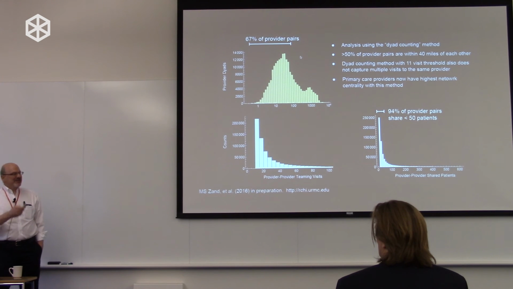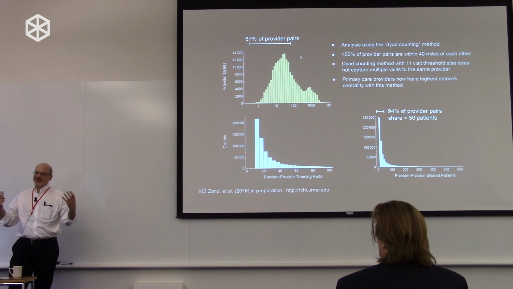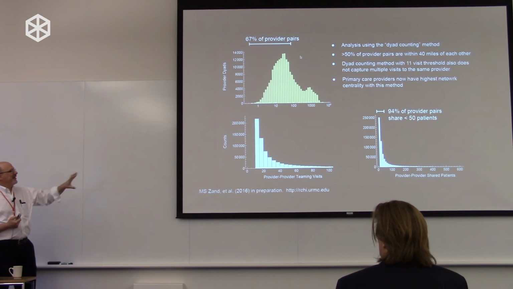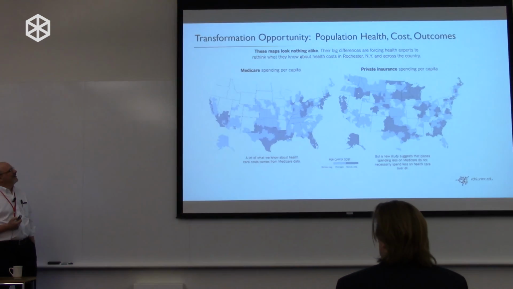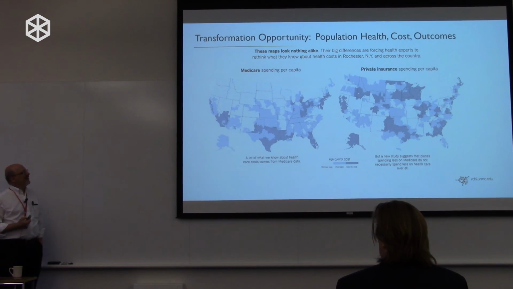Because we had geospatial information, we could see that for the provider dyads, this is teaming visits. Most of them had a small number of visits. So when you talk about physicians acting as groups, most of them share less than 50 patients by this sequential method. And why is this relevant?